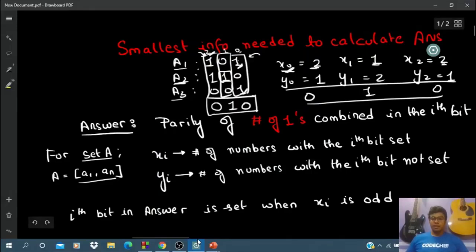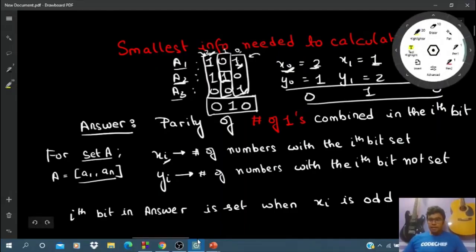Now we just have to devise a way for us to either know the exact value of xi, then we'll be able to calculate the parity of xi, and whether that parity is odd or even will determine whether that bit is set in our answer or not. So this is the thing that we have to calculate, the parity of xi. Either we get the parity of xi somehow, or we calculate the exact value of xi and then we know the parity by just dividing by 2.